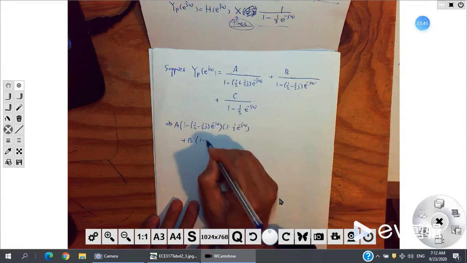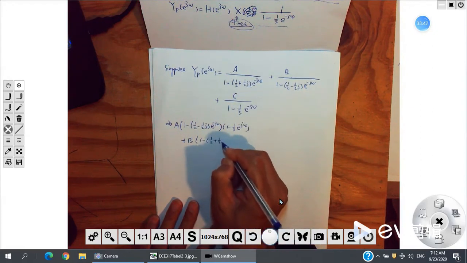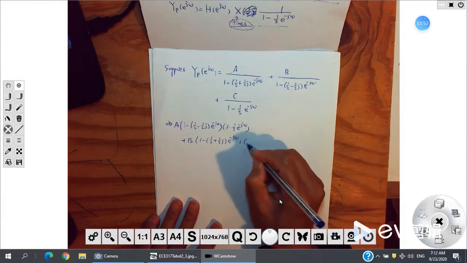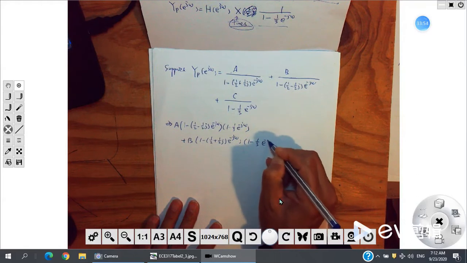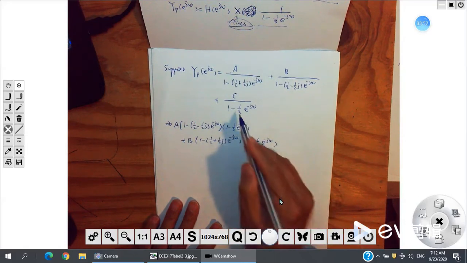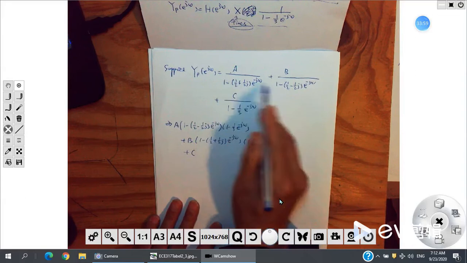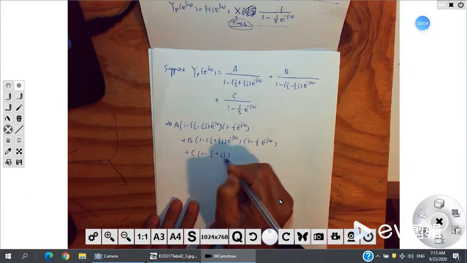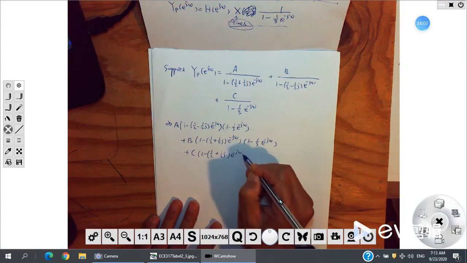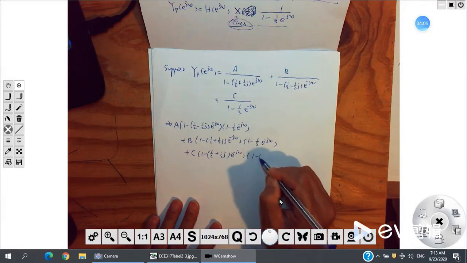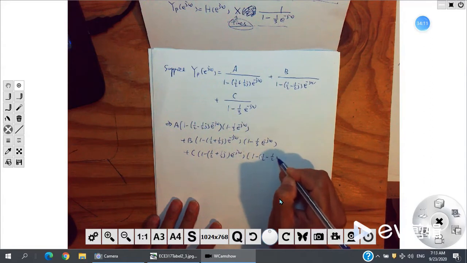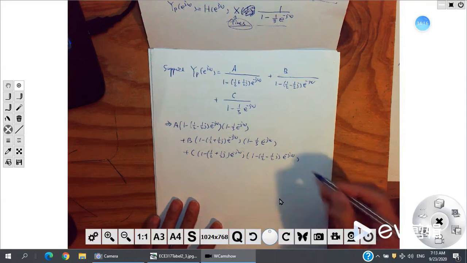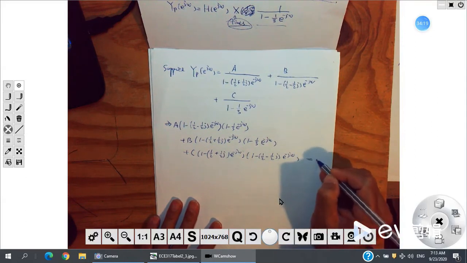So 1 minus 1/2 plus 1/2 j times e to negative j omega, and 1 minus 1/3 e to the negative j omega, and then C times that 2. That will be 1 minus 1/2 plus 1/2 j e to negative j omega, and 1 minus 1/2 minus 1/2 j e to negative j omega. Okay, we have these three. These three summation should be 1, right, numerator must be 1.